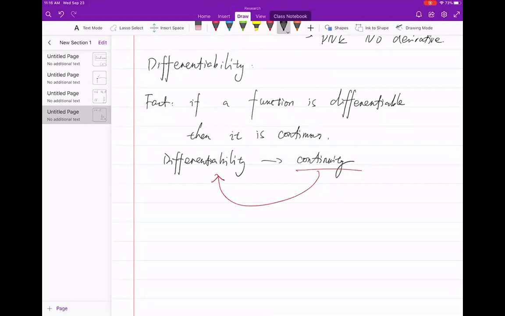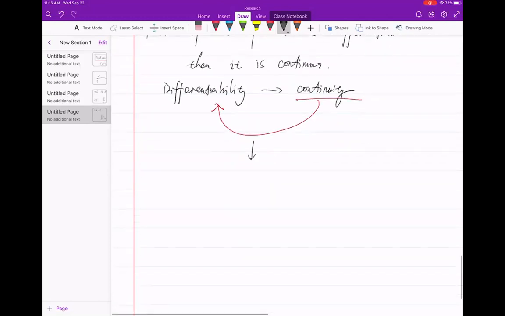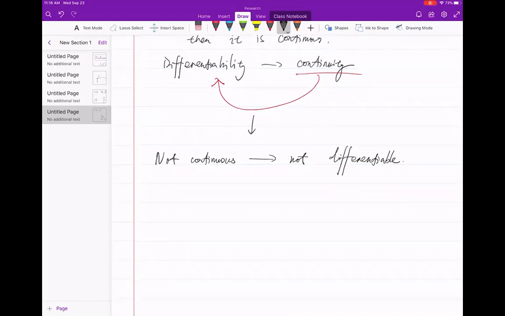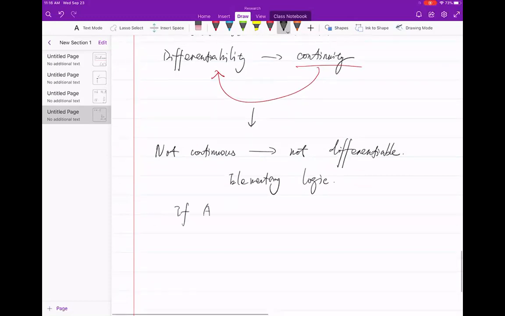But then, if you learned a little bit of logic, at least I give you something which is guaranteed to be true. That is the reverse, and then you put a negation on it. So this one: not continuous implies not differentiable. This comes from a fact from elementary logic, that is quite simple. If A then B implies if not B, then not A.